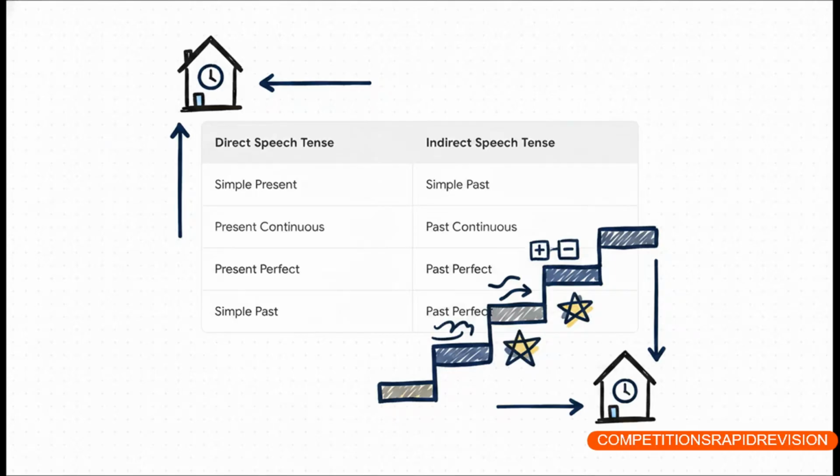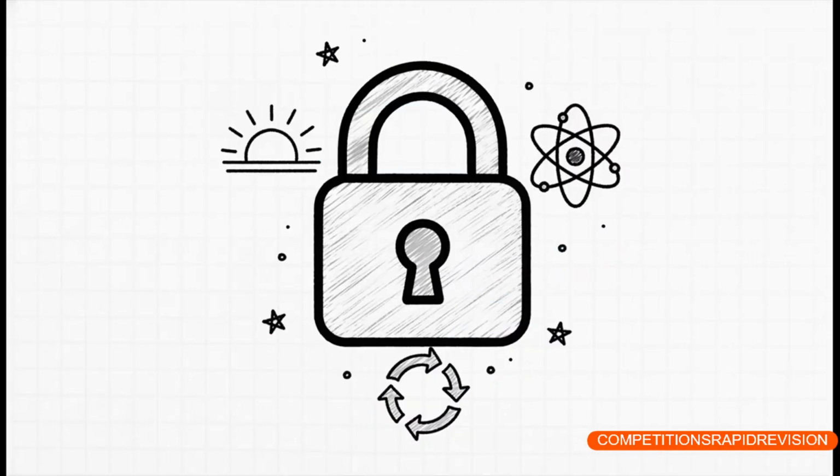Simple present shifts down to simple past. Present continuous steps down to past continuous. And what if it's already in the simple past? Well, it goes even further back and becomes past perfect. Actually, scratch that. Hold on.